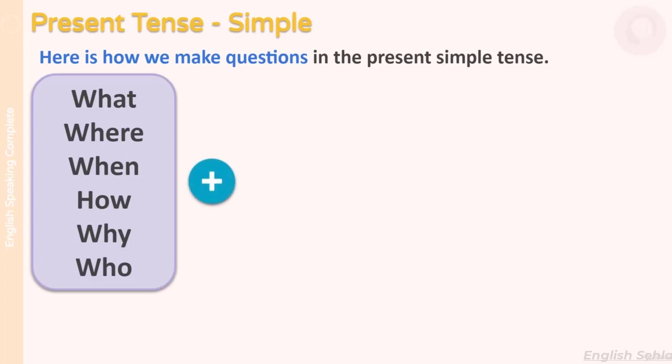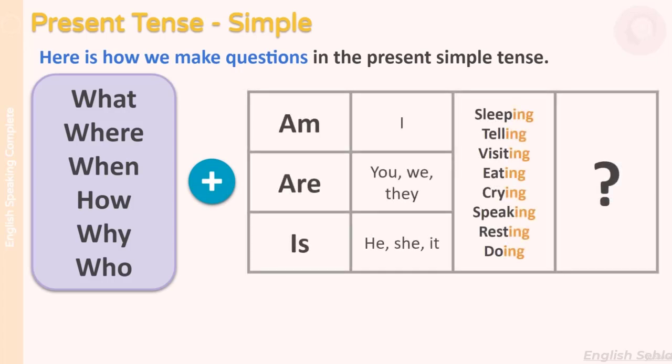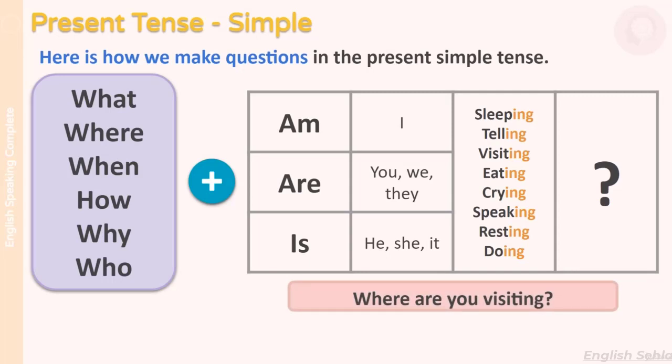So any of these words, if you want, plus, and here we have our formation from the present simple tense. Am I, and then you can use any of the verbs. Are you, are we, are they. Is he, is she, is it. And of course you can add our 6 W's before any of these helping verbs, these am, are, is. We can add them before that. So here's an example. Where are you visiting? Where are you visiting?